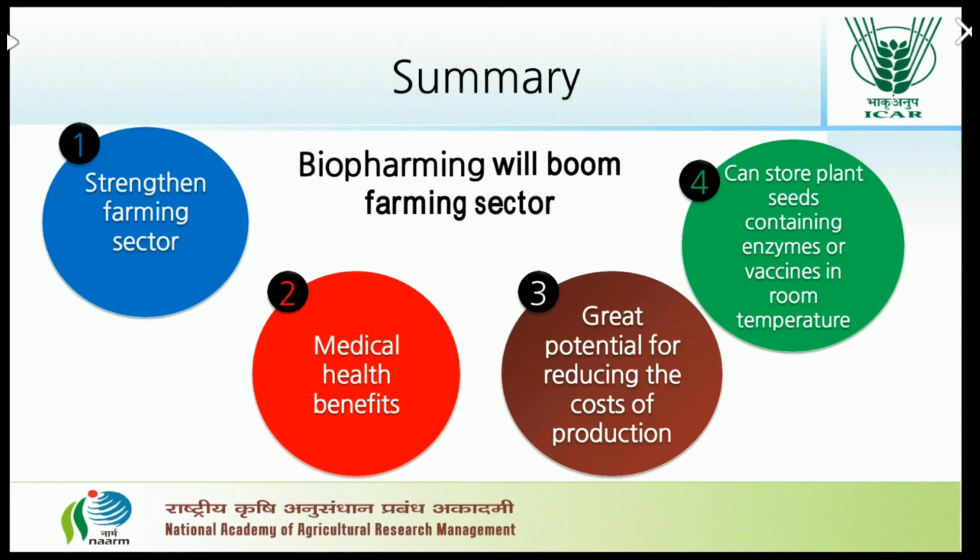We can produce large-scale levels of antigens and antibodies from the plants, and we can store them for a long time at room temperature so that we can minimize the cost of storage of protein components.